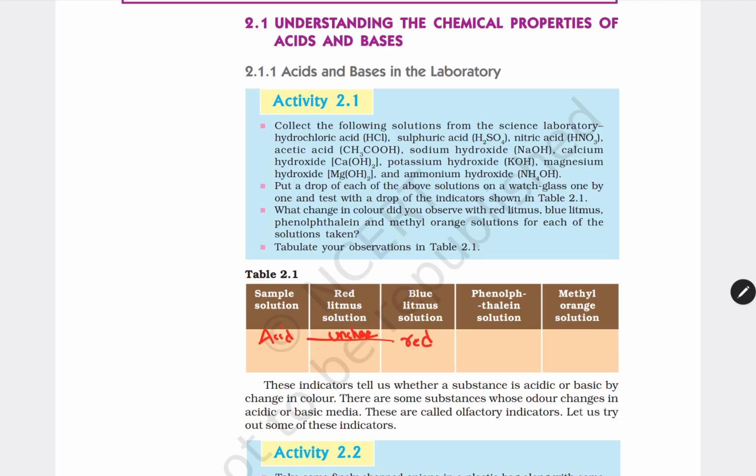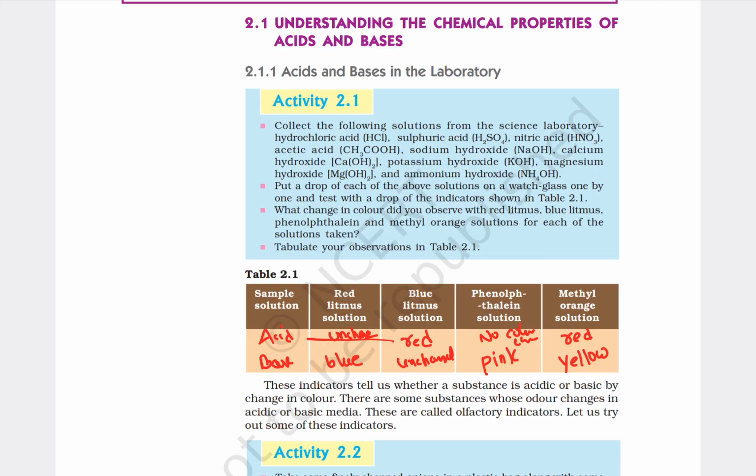So no color change and remains colorless. So this won't, no color change, right? And methyl orange solution turns red for an acid. Coming to base, if it is a base, red will turn into blue, right? And blue will be unchanged, and phenolphthalein turns pink if it is a base solution. And methyl orange solution will turn yellow if it is a base.